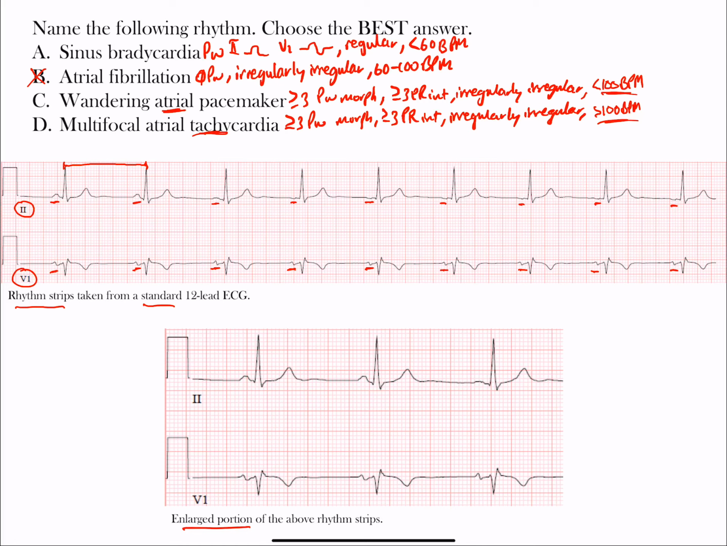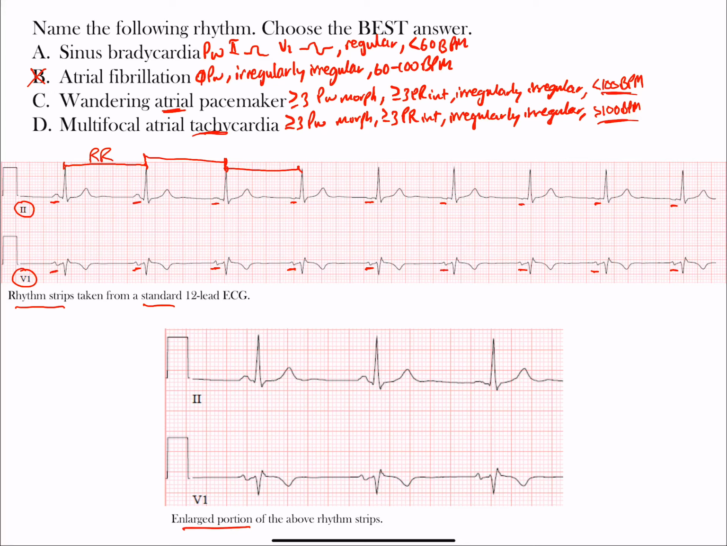because, as you already noticed, some of those P waves look different. So if we use our R to R interval throughout, this is our R to R interval, and you would take that one and measure the next one. If you were to do this throughout, you would notice that they're not all the same, but they do appear somewhat regular. But in fact, this is, again, an irregularly irregular rhythm. This is not a regular rhythm.